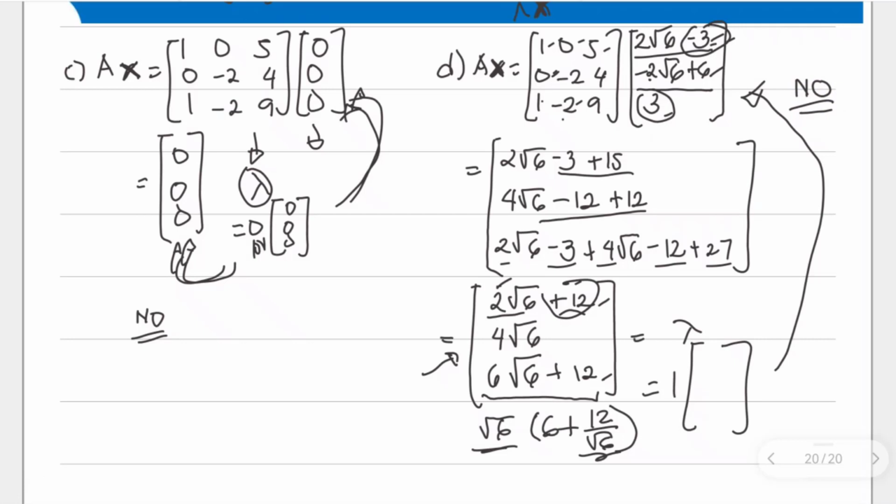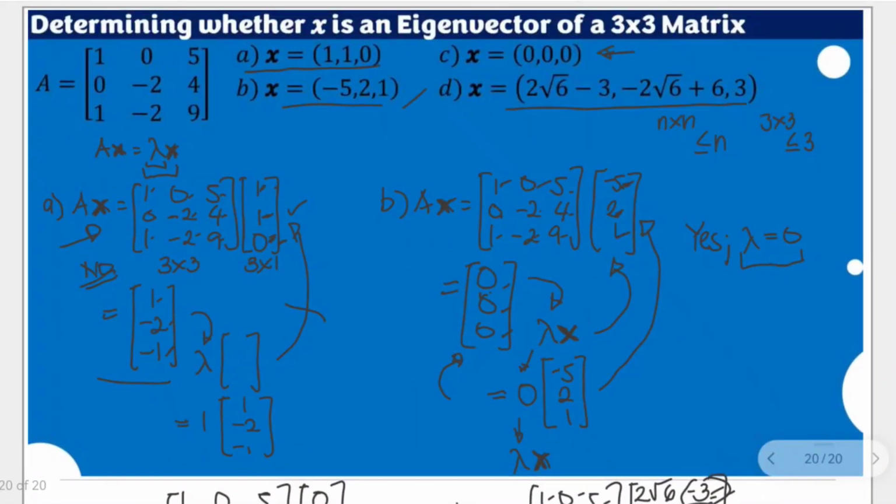So a little bit complicated here. Again, the goal is to make sure that the result for AX will be equivalent to a certain lambda x with the same x. If it's not, then definitely it's not an eigenvector. This is how we verify whether a certain vector x is an eigenvector of a given 3 by 3 matrix.